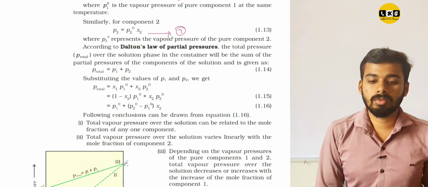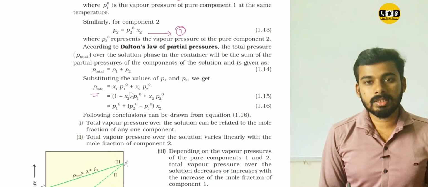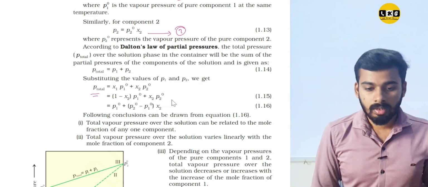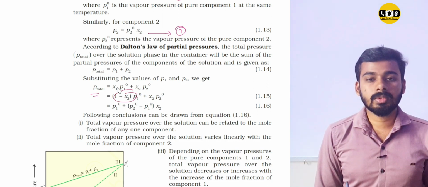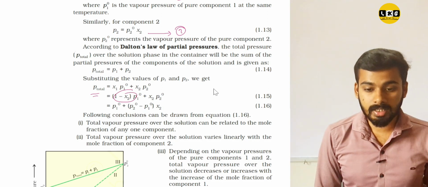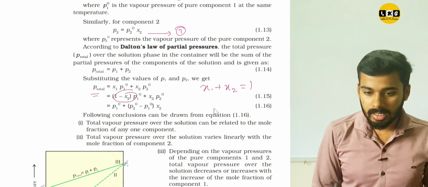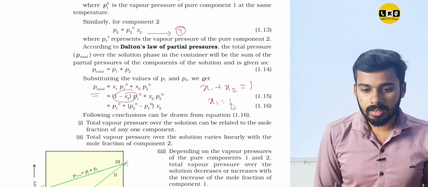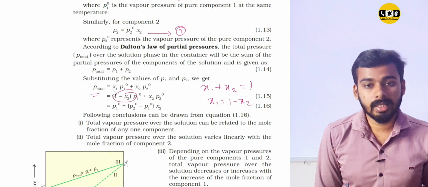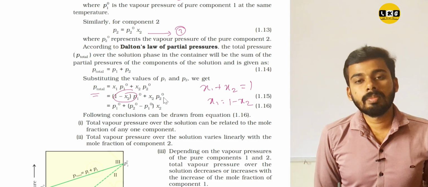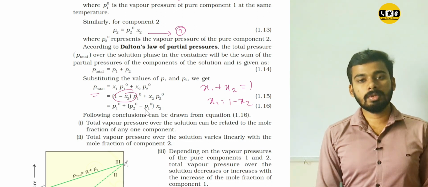From equation 1 and 2, you will have P total equal to X1 into P01 plus P02 into X2. 1 minus X2 into P01 after rearranging. Why is it 1 minus X2 here for X1? Because we know the relation of mole fraction, X1 plus X2 will always be equal to 1, so that X1 equals 1 minus X2. This same relation is used. 1 minus X2 is nothing but X1, plus X2 into P02. So after rearranging, P01 plus P02 minus P01 into X2.